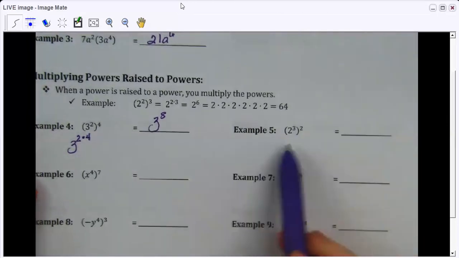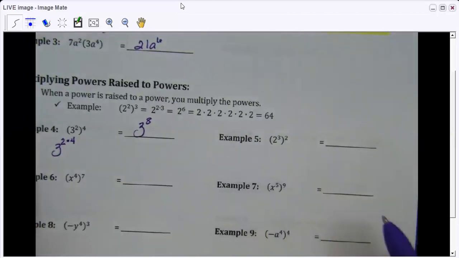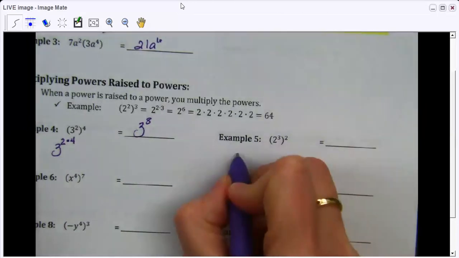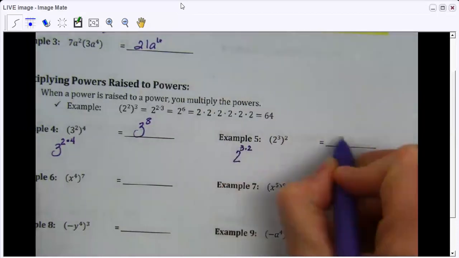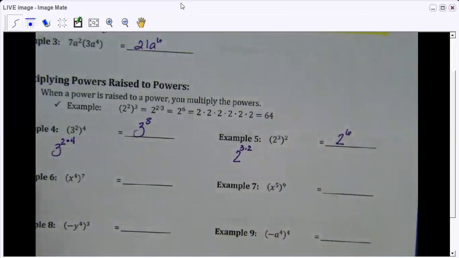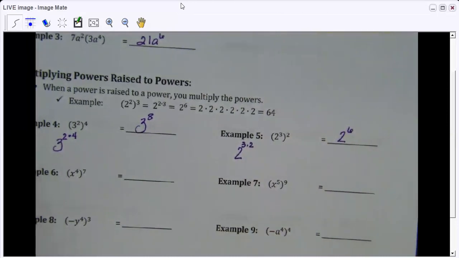I want everybody to do example 5. When you have it, check up on the screen, see if you've got the right answer. 12's a little hard. Okay, we'll get there in just a second.